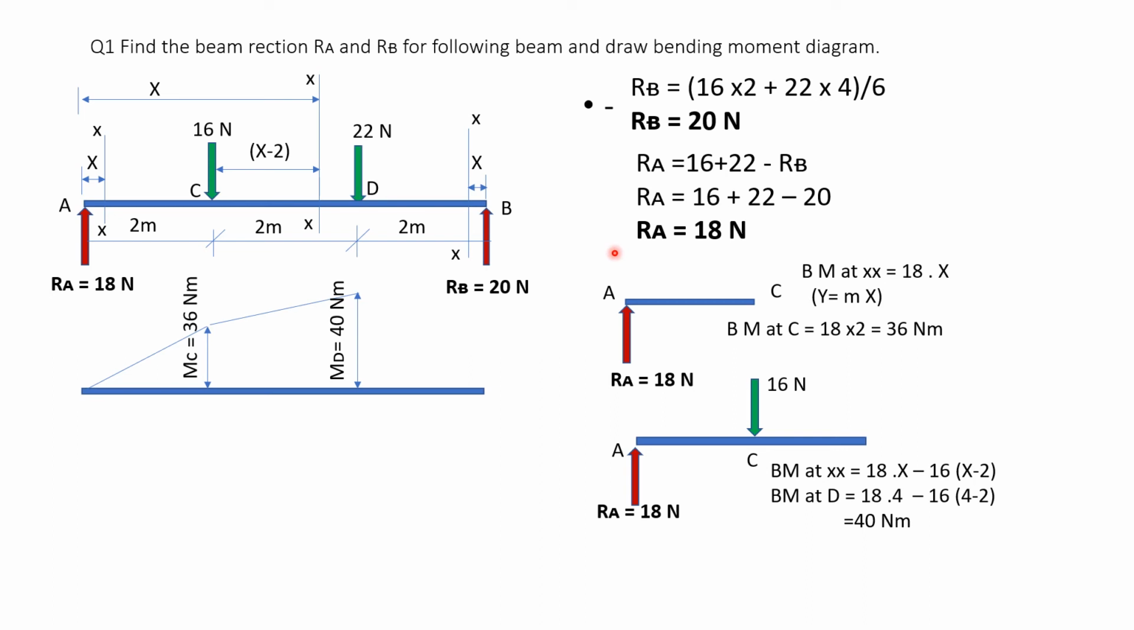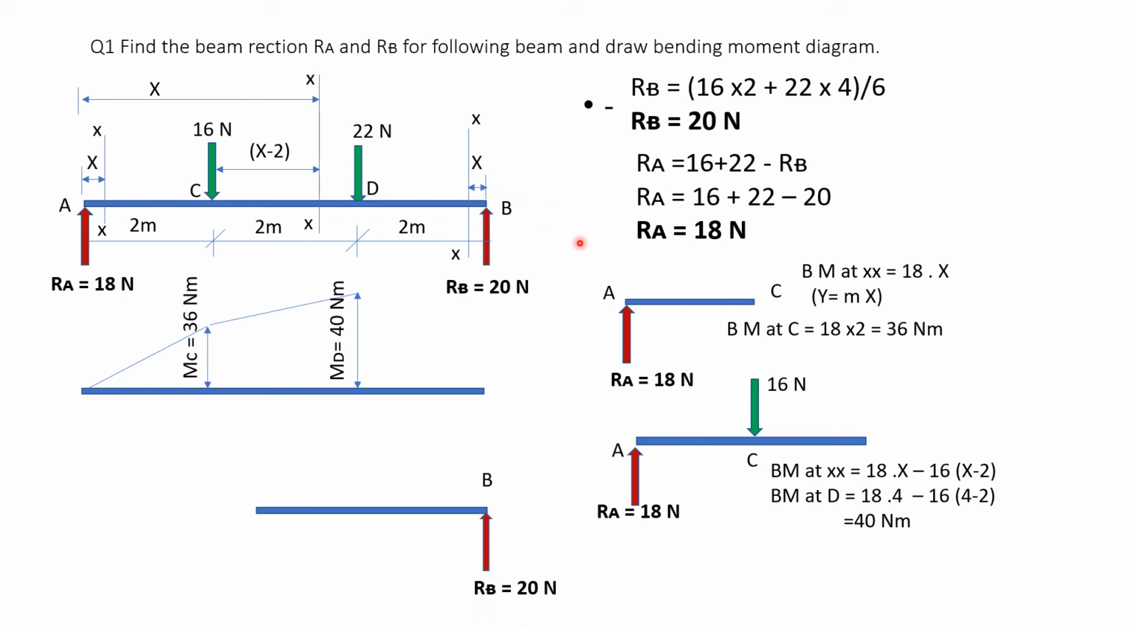So when I take a section XX, if I consider the left hand side, then I have to do the calculation for three forces: 18 Newton, 16 Newton and 22 Newton. But if I consider the right hand side, there is only one force. So considering the right hand side is very easy, and so I am considering only the right hand side, and this is my section XX.